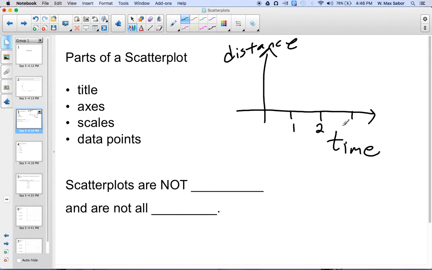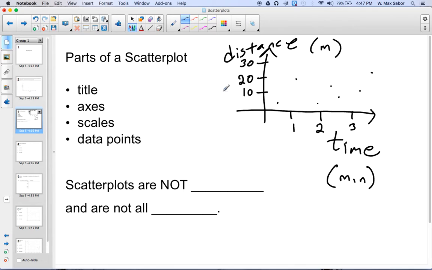For scales, what I'm referring to is you need to make sure that, okay, I've said that this is 1 minute, 2 minutes, 3 minutes. So either I can write 1 minute, 2 minutes, 3 minutes, or I should write it down with the label. Same thing with the distance. I should say in meters, I have 10 meters, 20 meters, 30 meters. And then you have data points. Each data point represents a different trial.